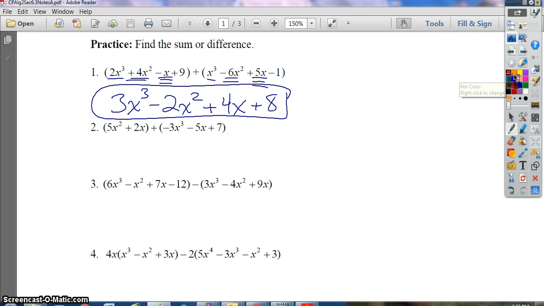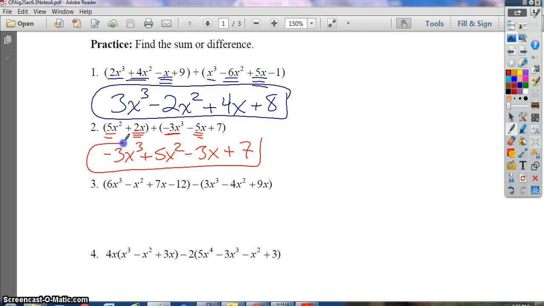Going down to the addition problem in 2. 5x squared, no others. But let's start here. That's the highest exponent, so we're going to start with that guy. Negative 3x cubed, he has no friends, so we leave him alone. 5x squared is in the same boat. No 5x squares to put him with, so we leave him by himself. Now the x's. 2x minus 5x is minus 3x, and then put your plus 7 on the end. So there you go. Let's go ahead and keep moving here.